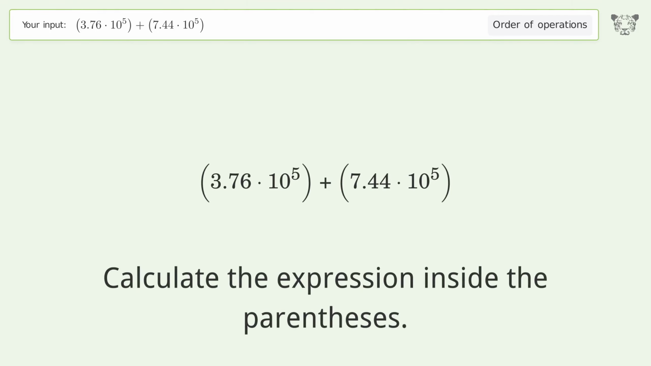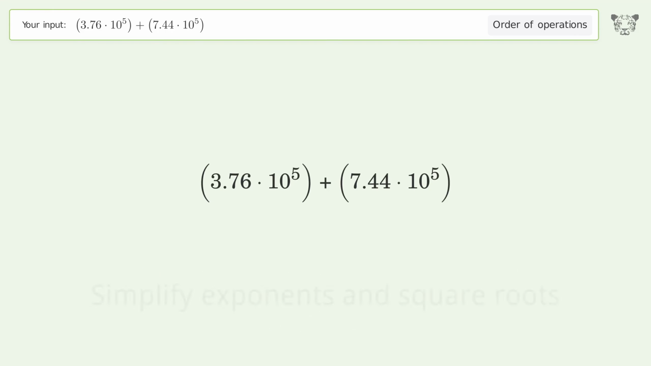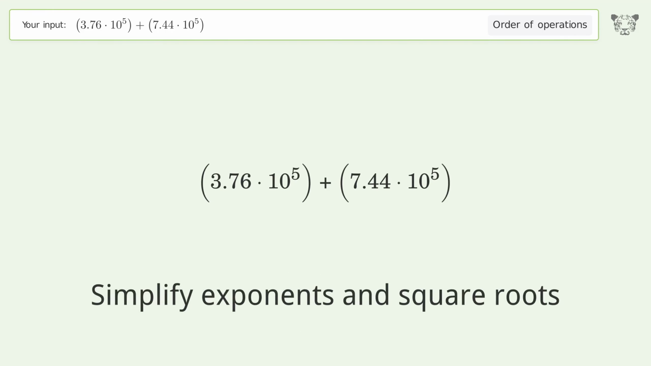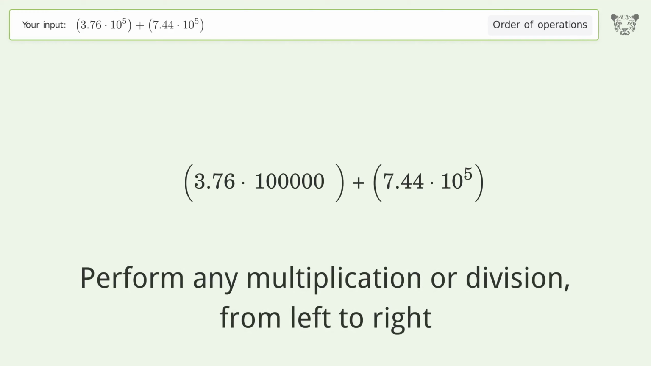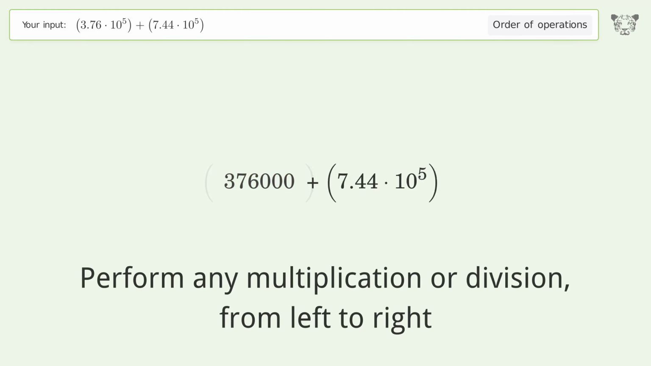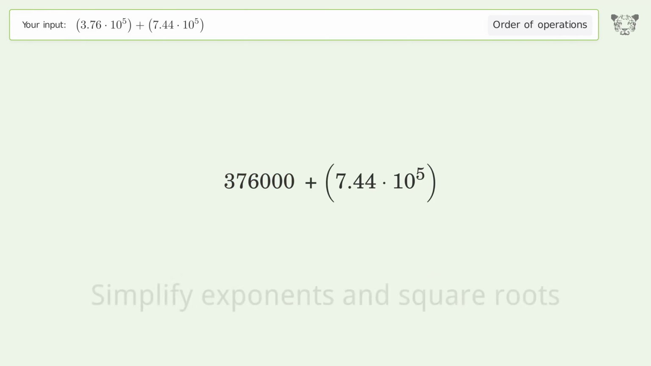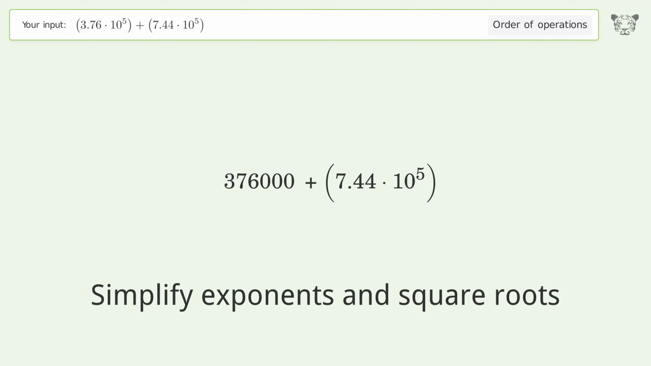Calculate the expression inside the parentheses. Simplify exponents and square roots. 10 to the power of 5 equals 100000. Perform any multiplication or division, from left to right. 3.76 times 100000 equals 376000.